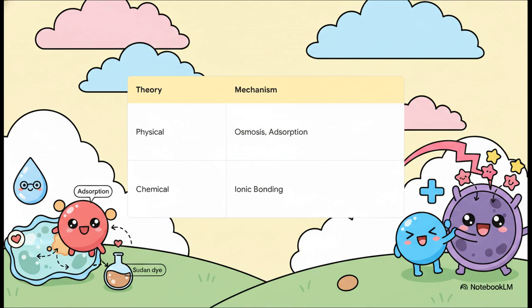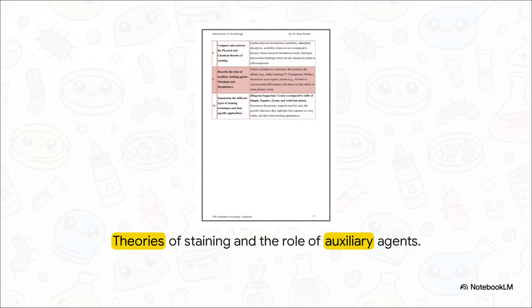So the crucial point is that in these physical processes, the dye is just coating the surface. No new chemical compound is formed. On the other hand, chemical theories argue that real chemical affinity is happening. This involves strong electrostatic attraction, like ionic bonding, between the dye itself and the actual components of the cell. But often the stain just needs a little chemical assistance to get the job done.